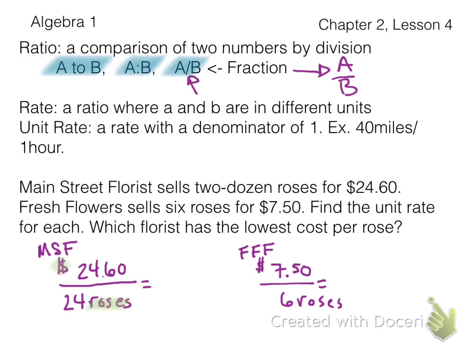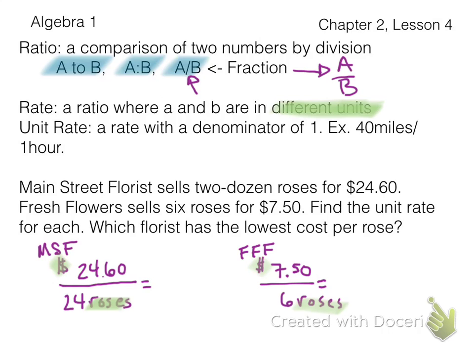Okay, a rate is a ratio where the two numbers are different units. An example of that would be down here, where I've got money compared to roses, where money is one unit and roses is the second unit, okay? So a unit rate is a rate, usually with different units, where the denominator is 1. An example would be 40 miles per 1 hour, or 40 miles per hour, all right?